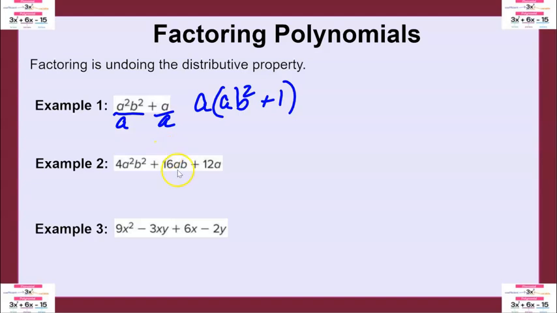Example 2. Here I have 3 terms. I want to look at, do all 3 terms have something in common? Well, I look at the coefficients first, 4, 16, and 12. I cannot factor out a number bigger than 4 because the first term only has 4 in there. But 4 is a factor of 16 and 12, and it's also a factor of 4. Therefore, I could factor out a 4 out of all 3 terms.